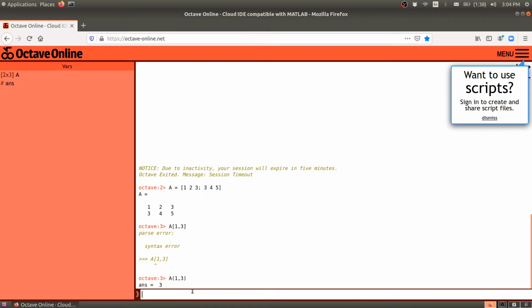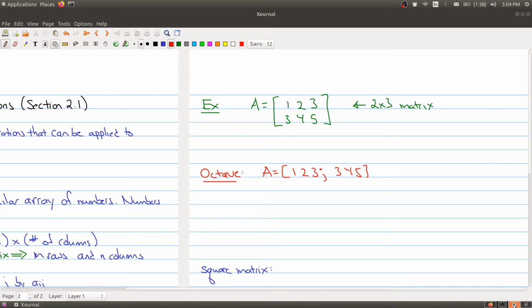So what this is telling me is in row 1, column 3 is the value 3. So it's picking up this value, this entry right here. So this is how I pull out a specific entry of my matrix. Let's go back to my file here.